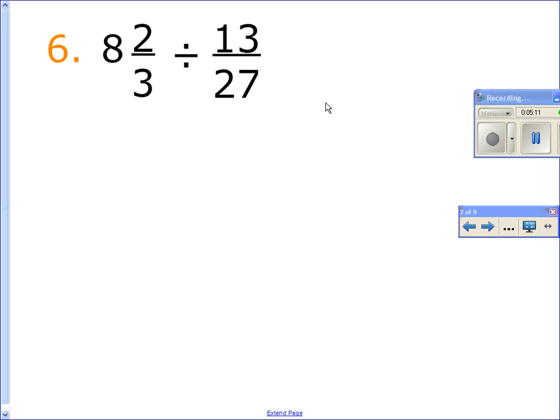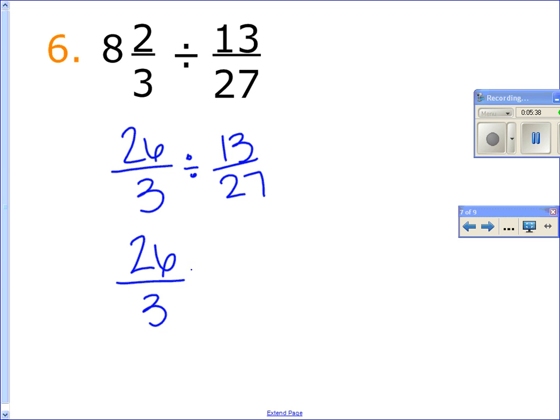Now, here's another one. We have 8 2/3 divided by 13/27. So we're going to change this mixed number to an improper fraction. 8 times 3 is 24, plus 2 is 26 over 3, divided by 13/27. Now that we have all improper fractions or fractions, we're going to keep, change, flip.